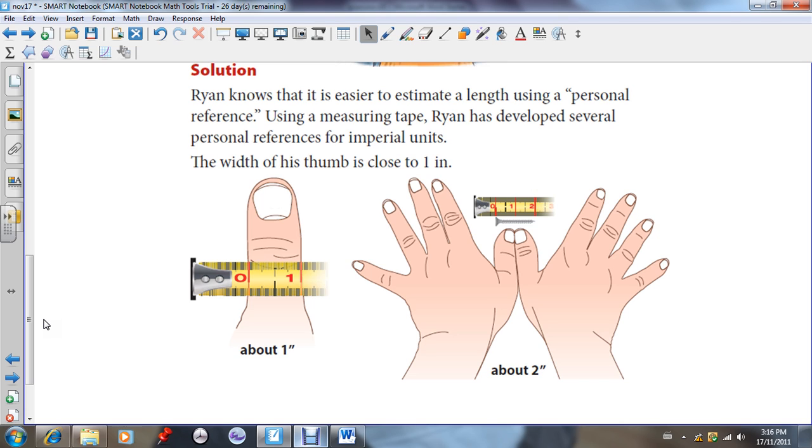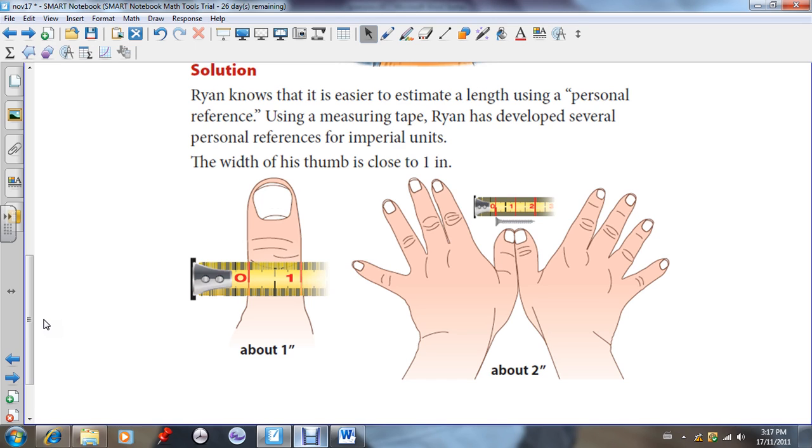The width of his thumb is close to 1 inch. Now, everybody look at your thumbs. Okay? And right now, you should all be staring at your thumb. Do you think that all of our thumbs are exactly 1 inch? And the answer should be no. Depending on how big your hand is, how long your fingers are, how slender your fingers are, your thumb is not exactly 1 inch. But I tell you what, it's very close.